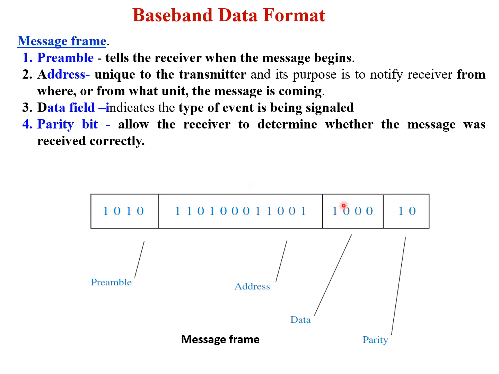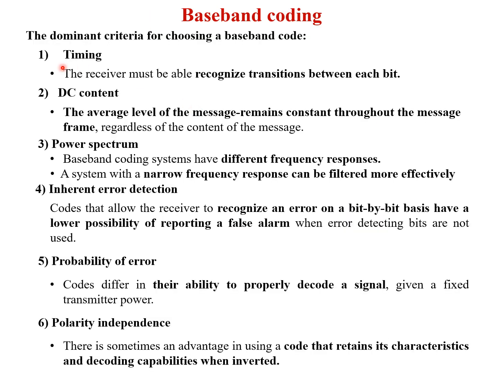Then the next one is the data field, which indicates the type of data being transmitted as signal. The last one is the parity bit, which allows the receiver to determine whether the message was received correctly or not. Before going further, let us see the criteria for choosing a baseband code. There are six criteria to choose the baseband coding.